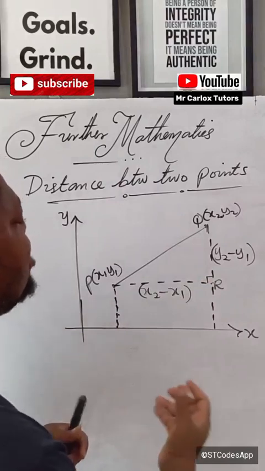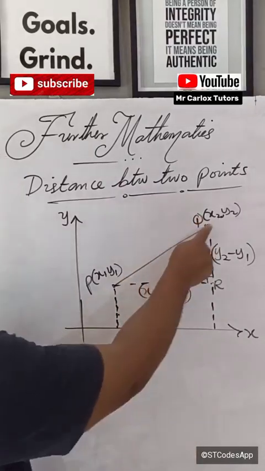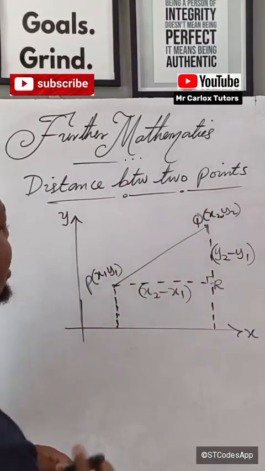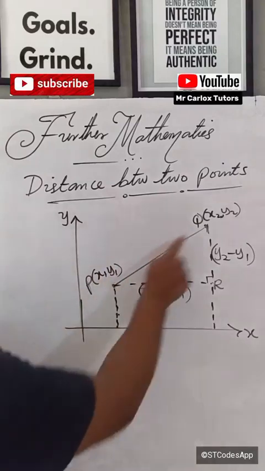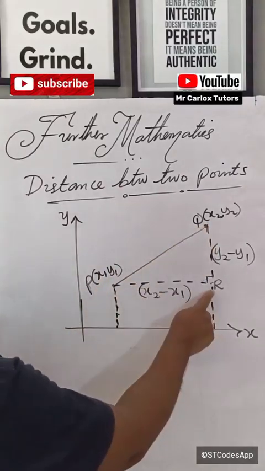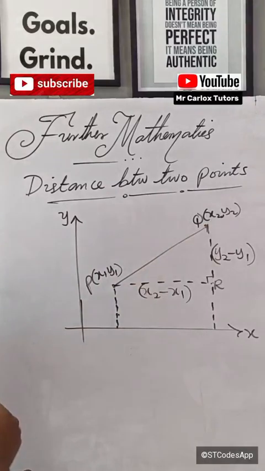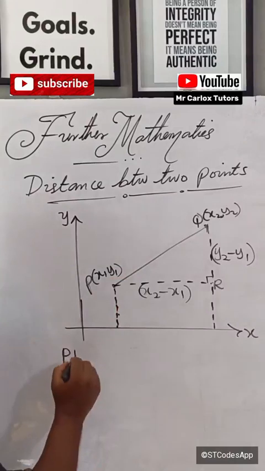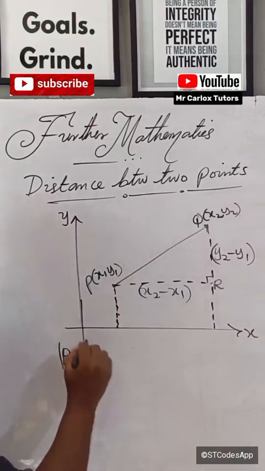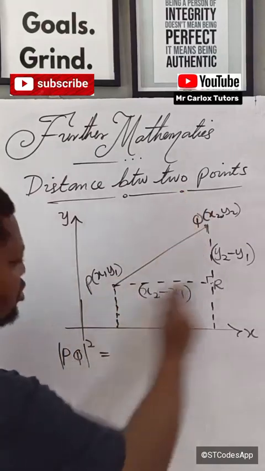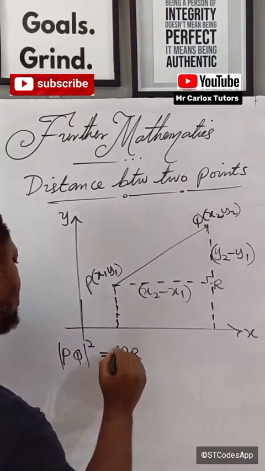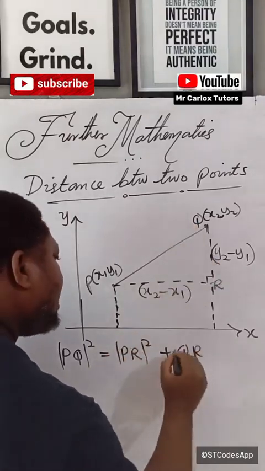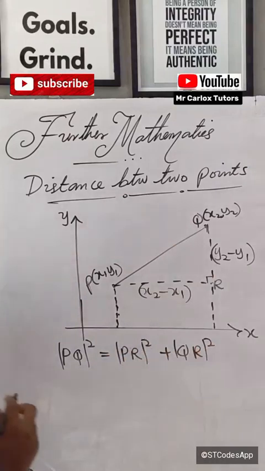Now, naturally, what we're going to use here is Pythagoras theorem. The distance from this point to this point is still a right-angled triangle, so we're going to call Pythagoras theorem to get the distance. So from here to here is PQ, here to here is PR, and here to here is QR. By Pythagoras theorem, PQ squared is equal to PR squared plus QR squared. This is how we get the distance between 2 points.